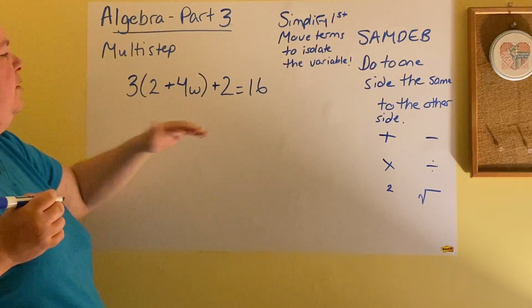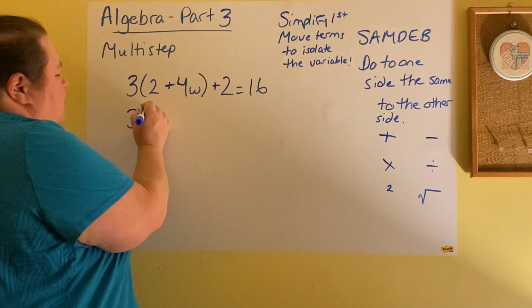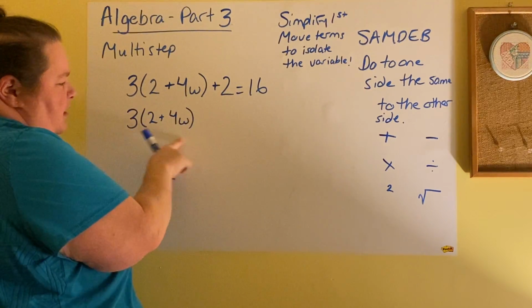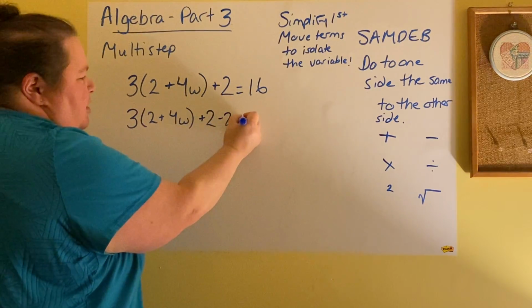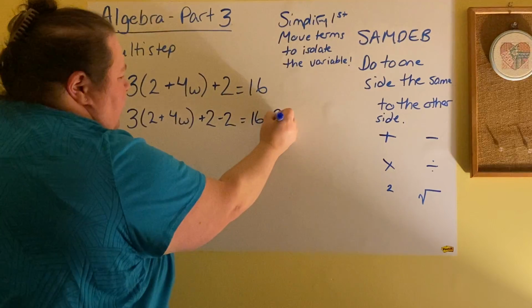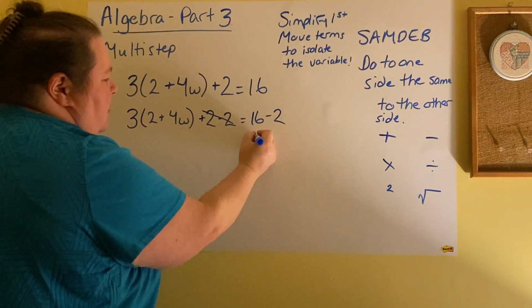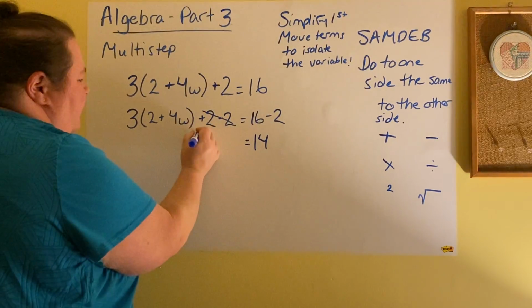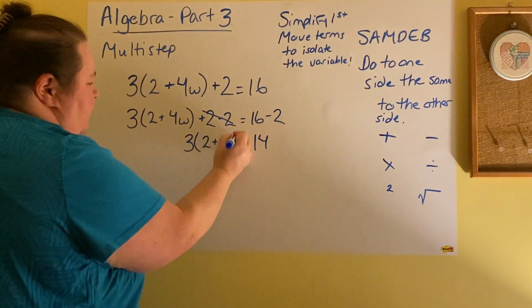You can also get rid of that plus 2 right off the bat. So I would rewrite all of this because it's not changing. But then I've got to cancel this by subtracting 2 on both sides. This is going to cancel. This is going to leave me with 14. I still have 3 groups of 2 plus 4w.